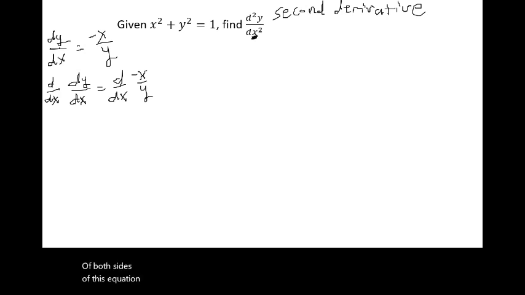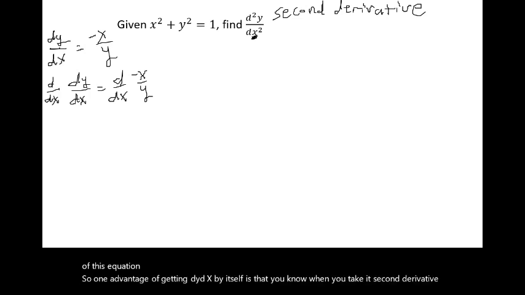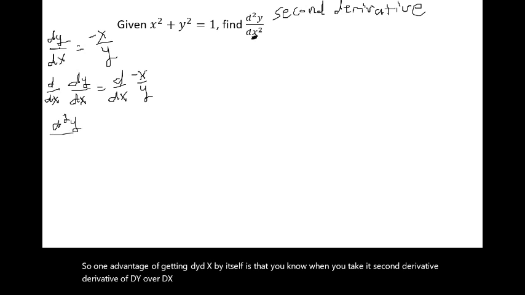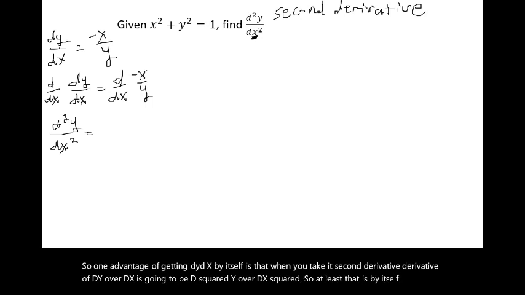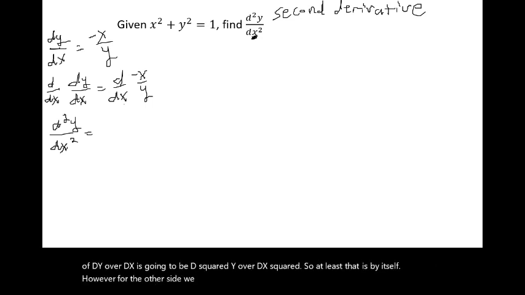So one advantage of getting dy dx by itself is that, when you take its second derivative, the derivative of dy over dx is going to be d squared y over dx squared. So at least that is by itself. However, for the other side, we are taking the derivative with respect to x of negative x over y.